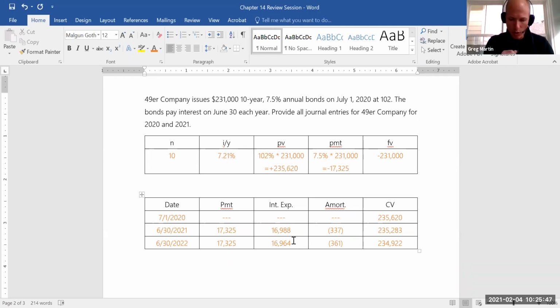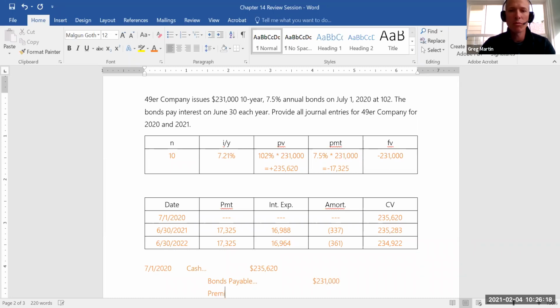Okay. So let's now start doing the journal entries. The first one is the initial issuance, 7/1/2020. On that date, of course, they received cash. I'm going to give myself some space. They received $235,620. Again, that's the price of the bond, the 102. The bonds payable are always carried at the par value. The par value is $231,000.